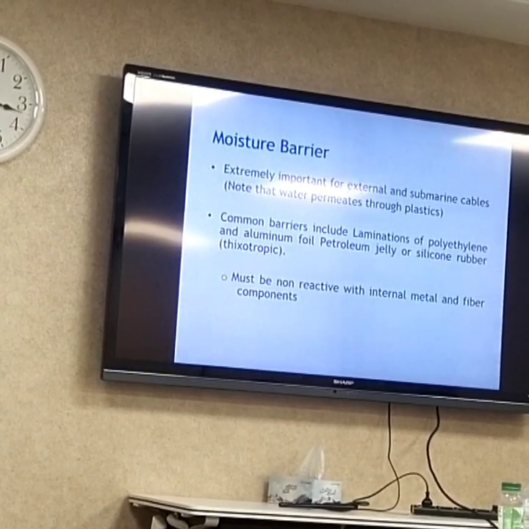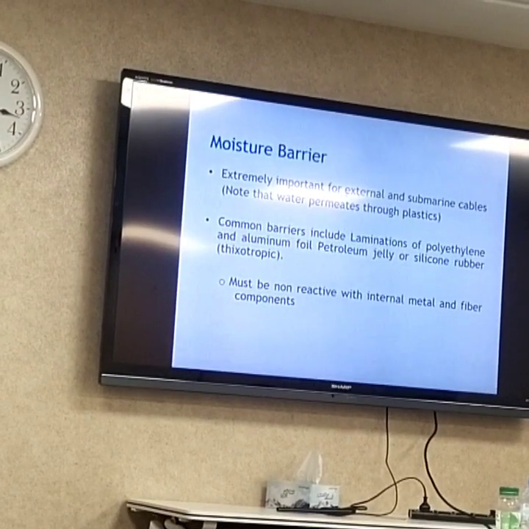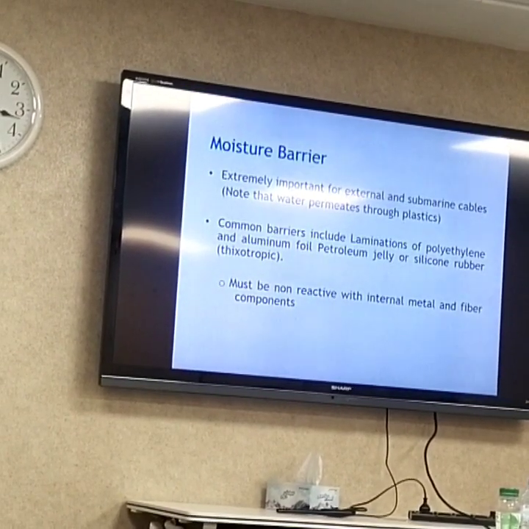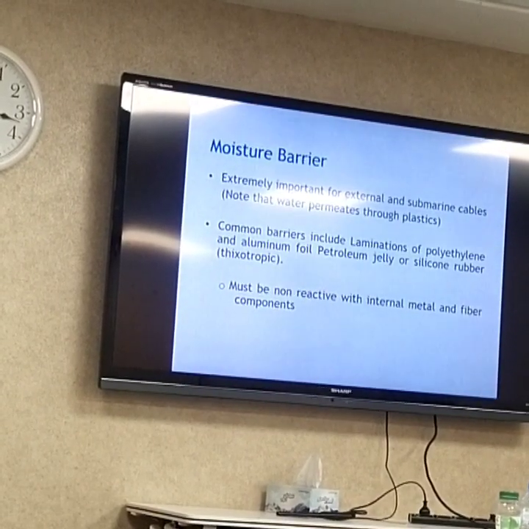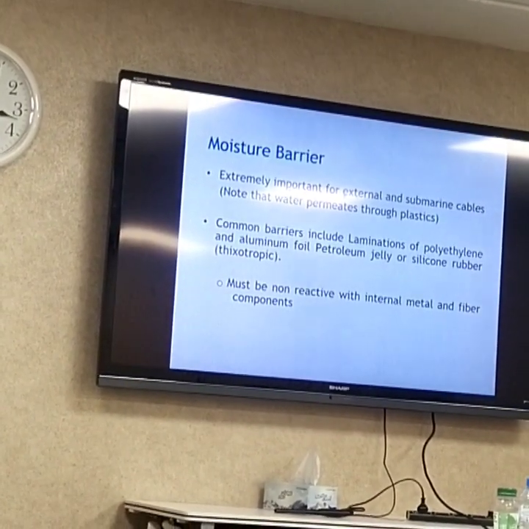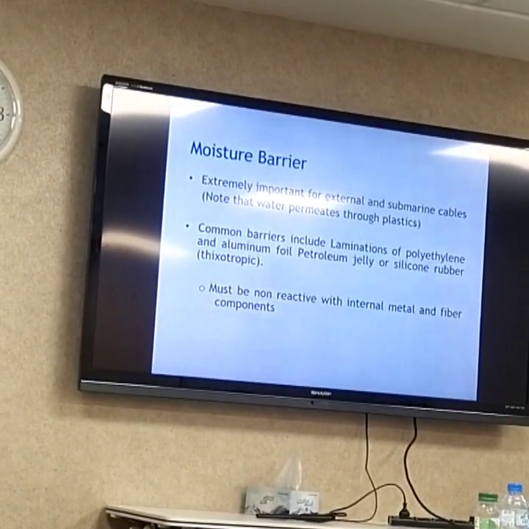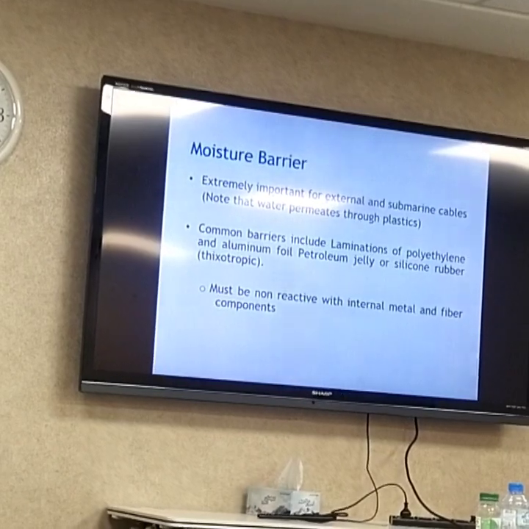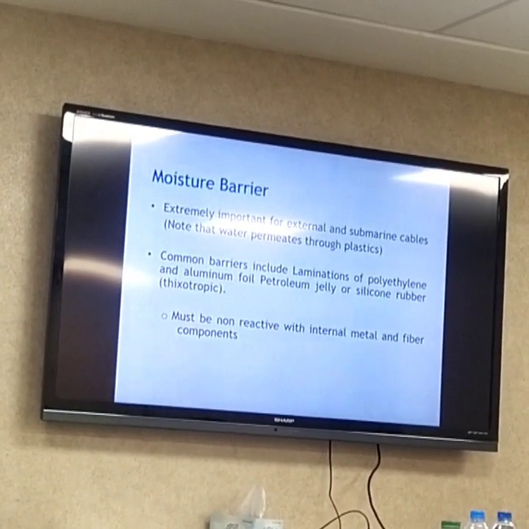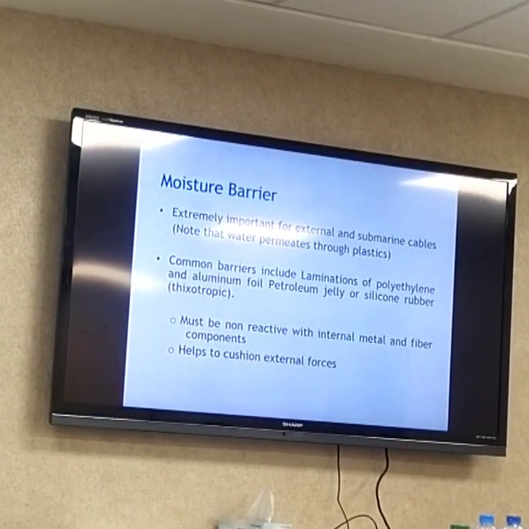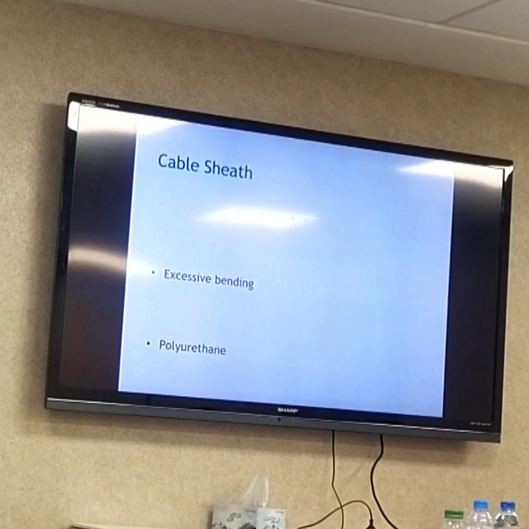And it must be non-reactive. If it is reactive, it can corrode the internal component. So the moisture barrier layer must be non-reactive. If it is reactive, it will react with the internal component, and this will cause corrosion or wear and tear to the internal component. So it must be non-reactive with internal metal and fiber. Helps to cushion external forces.